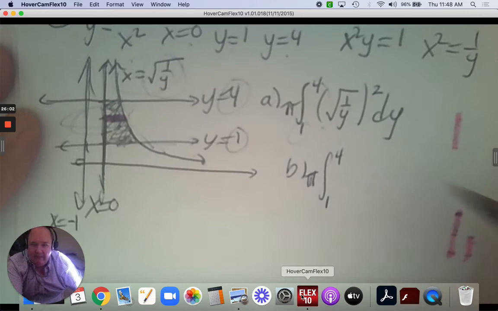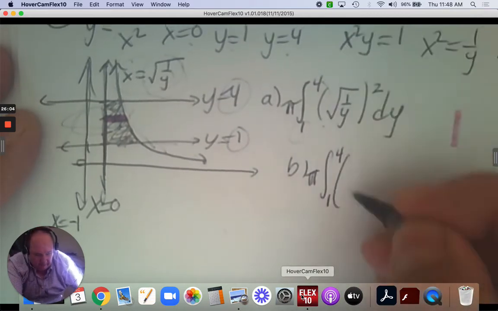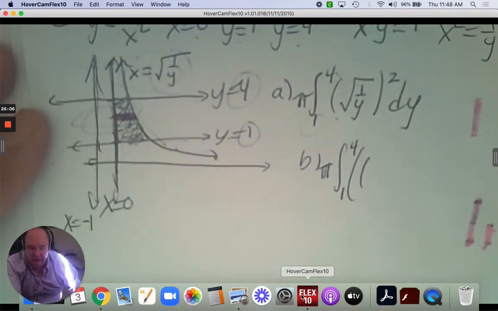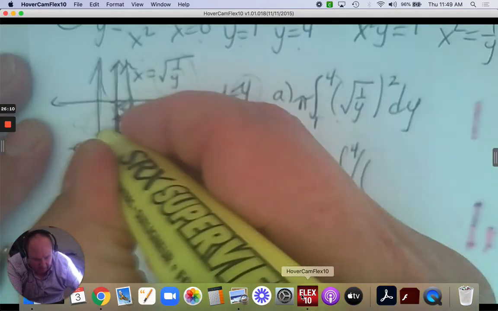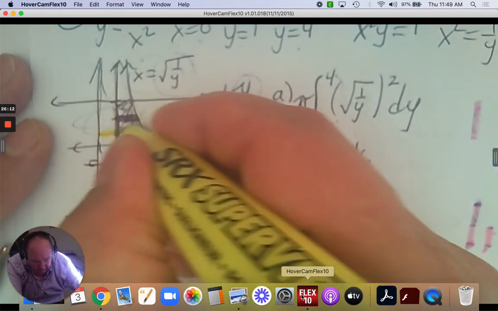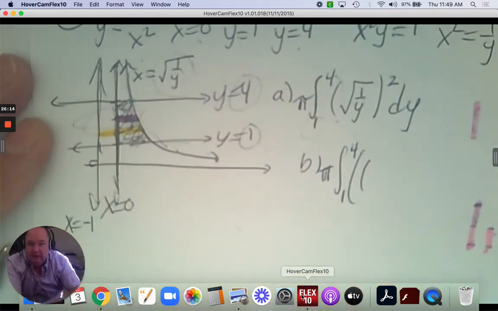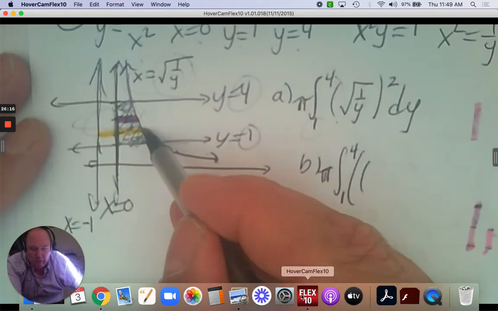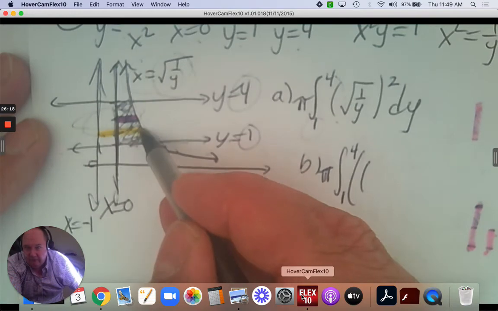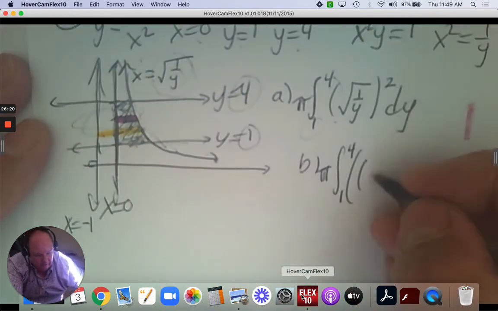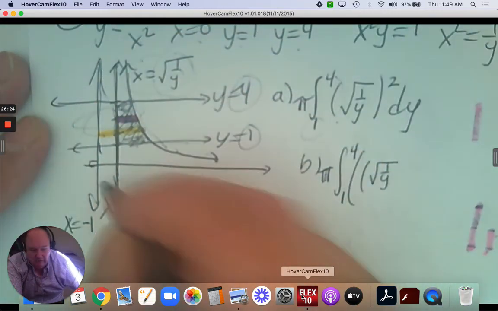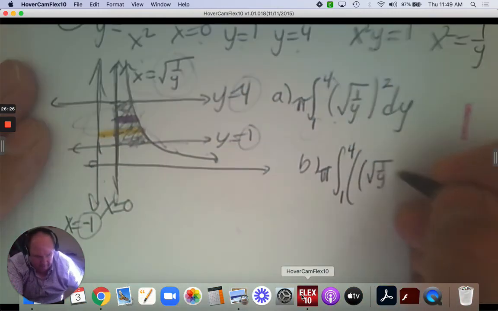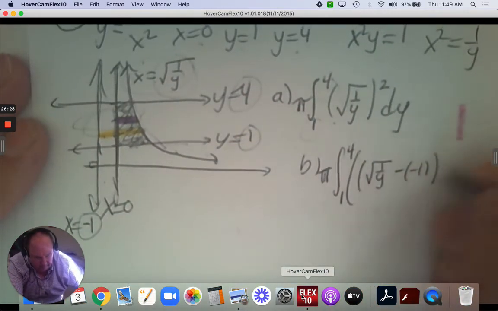But then we're going to have a big radius and a small radius. So the big radius starts with the line of revolution, and it goes all the way through the area to the end of the area. And then you go right, subtract left. So on the right is the curve, which is the square root of 1 over y. Subtract the left, which is -1. And then you square it.